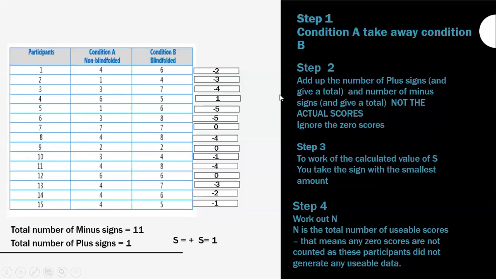As we can see, where's my mouse? 1, 2, 3. Yep, 3 zeros there. So what we do is N equals 15 minus 3, which equals 12. So N equals 12. That means we have 12 valid sets of results. So we need that. Okay, we've worked out the calculated value of S, and we've worked out what N is. Remember, if it's not making sense, rewind, go over it again.